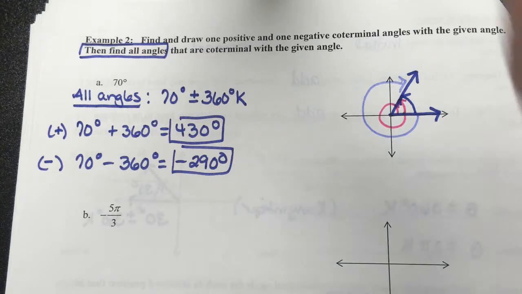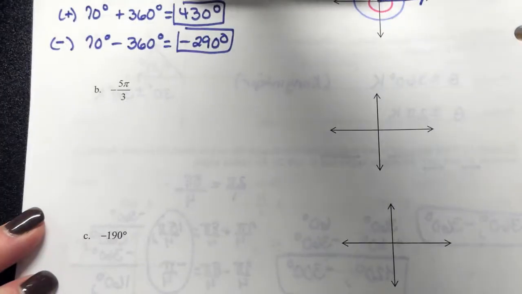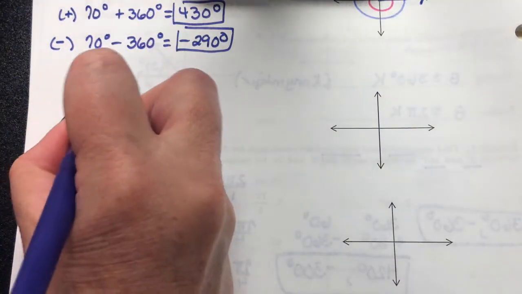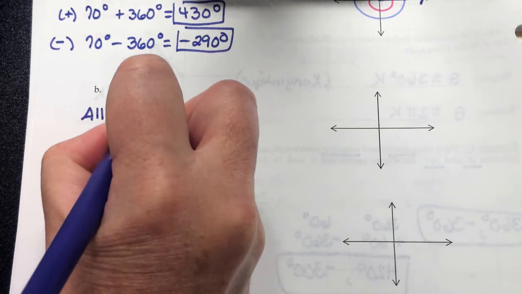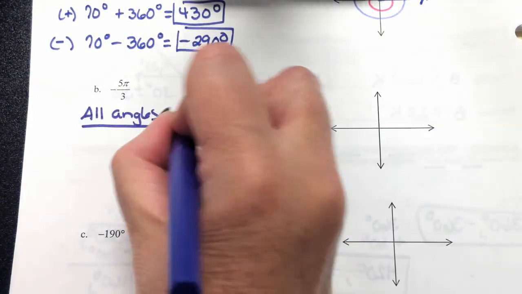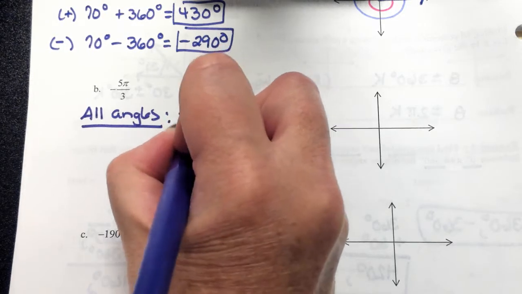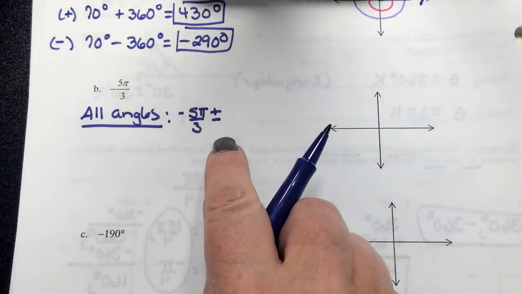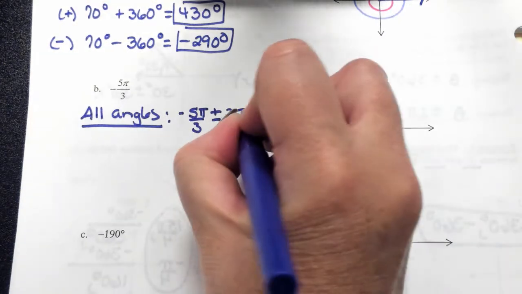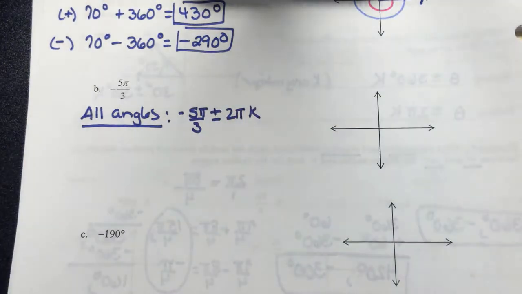So let's just do negative 5 pi over 3. First of all, let's find all angles. Remember, to find all angles, I take negative 5 pi over 3. Now I'm not adding and subtracting 360 because this is radians. I'm adding and subtracting what? 2 pi k. So anytime I ask you to find all coterminal angles, it's impossible to list them all. You've got to make the generalization.